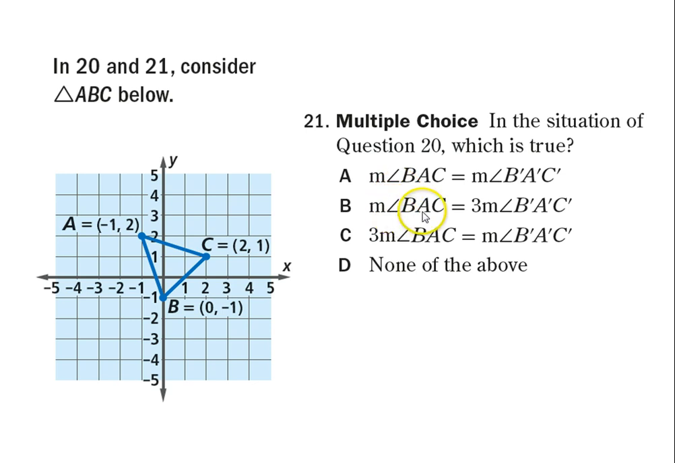B is saying that this angle measure is 3 times less than this, or that we're taking 3 times this angle measure, and that's equal to the angle measure of the image A prime, B prime, C prime. That's not the case. The one we're looking for here is A, because this is saying that these two angles are indeed the same. BAC is the same as B prime, A prime, C prime, and they are, because if you make any shape larger or smaller, the size of the angles stay the same.